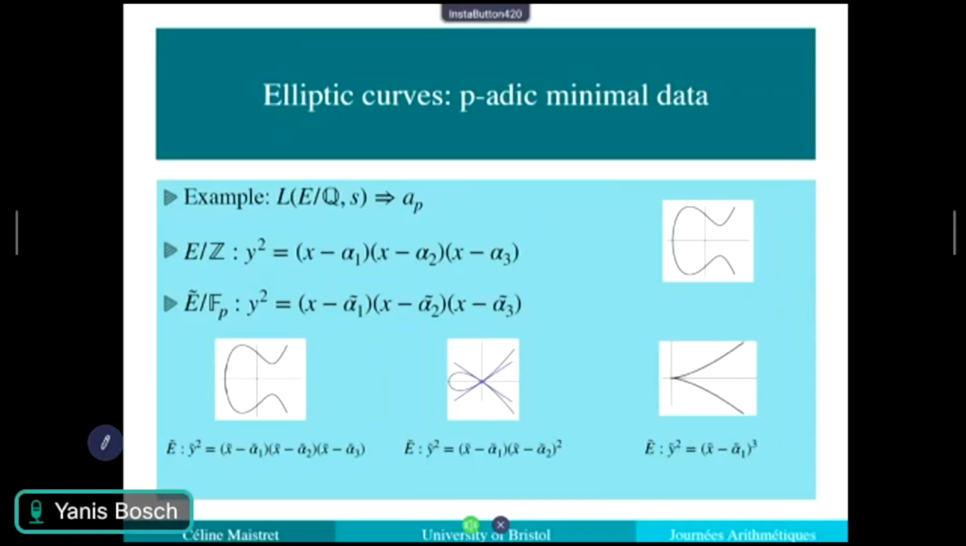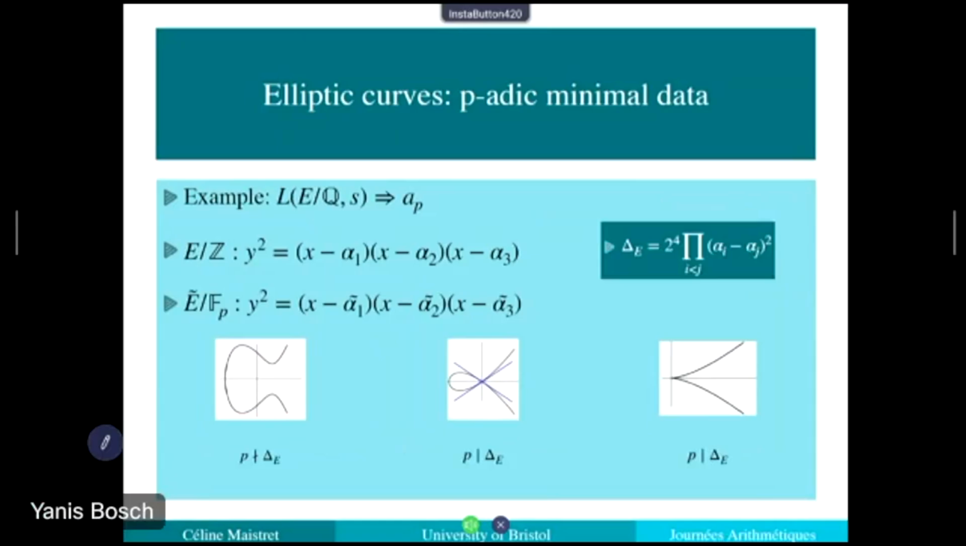So what do we need to know to understand which case we are in? The first guess could be the discriminant, because the discriminant by definition understands the difference of the roots. So if the discriminant is divisible by some prime p, it's because two of the roots will collapse mod p. So the discriminant is really good at telling you whether you have good or bad reduction, namely whether you are in this situation or in one of those two. But it does not distinguish between the two. So the discriminant is not enough if you want to understand the a_p value and construct the L function.